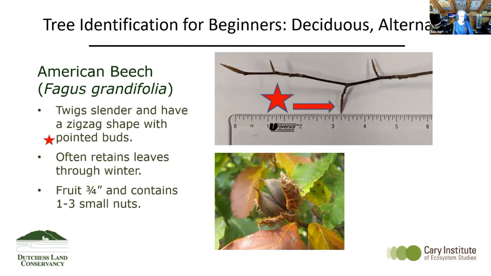Beech nuts are only going to be on the tree for a portion of the year. Some trees aren't going to be forming beech nuts at all. So that may or may not be something that you would be able to see at other times of the year. But again, the bark is always there for you to look at.